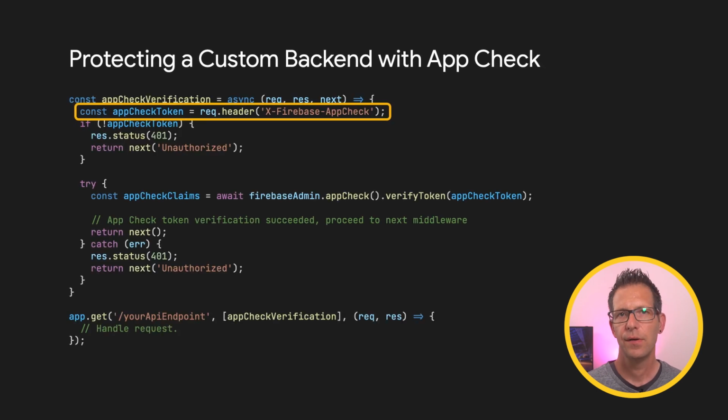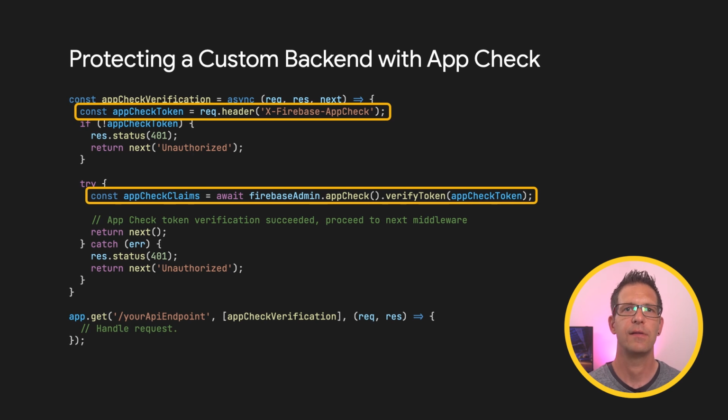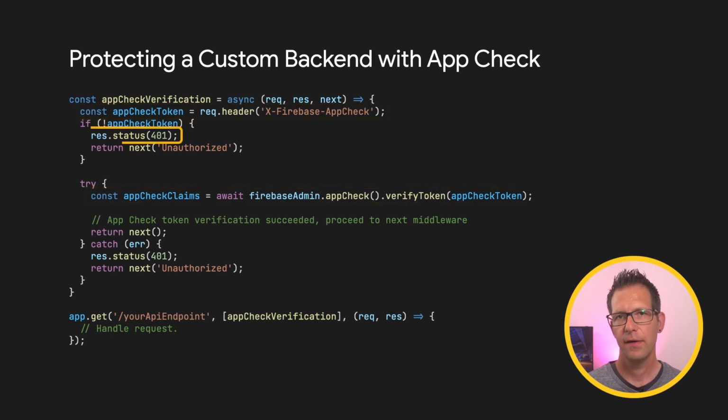On the server, you can then extract the header field from the request and verify if it's valid. If the token is not present or invalid, you should return a HTTP status code 401. This indicates that the client request has not been completed because it lacks valid authentication credentials for the requested resource. Using these two steps, you can protect your backend from malicious actors using AppCheck.